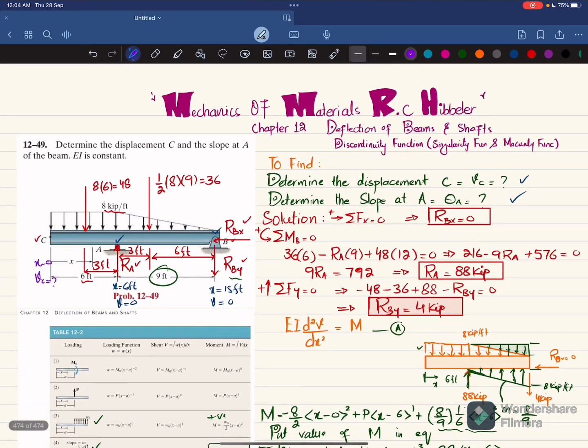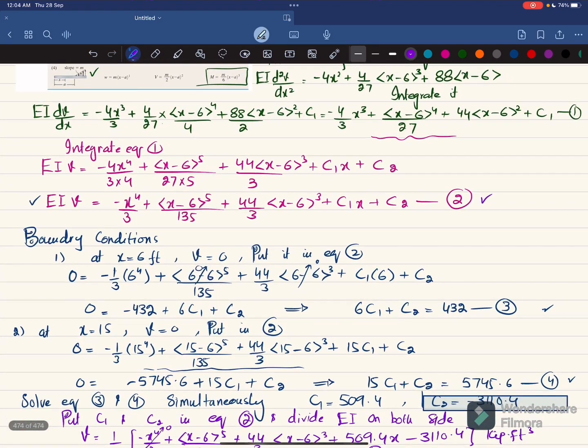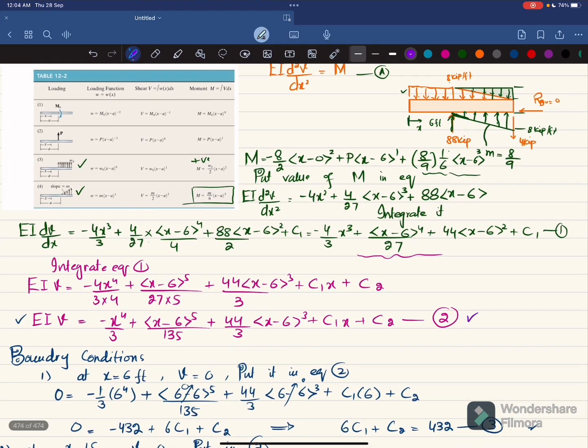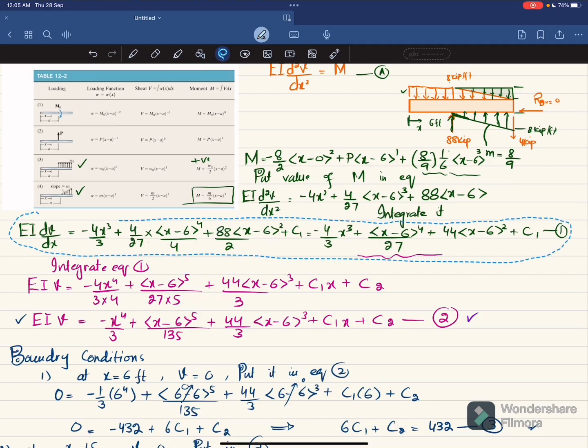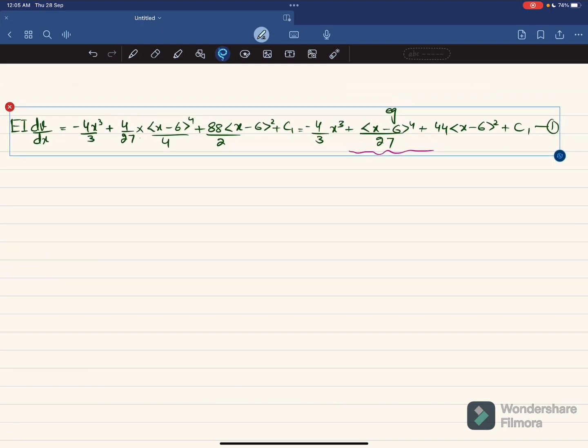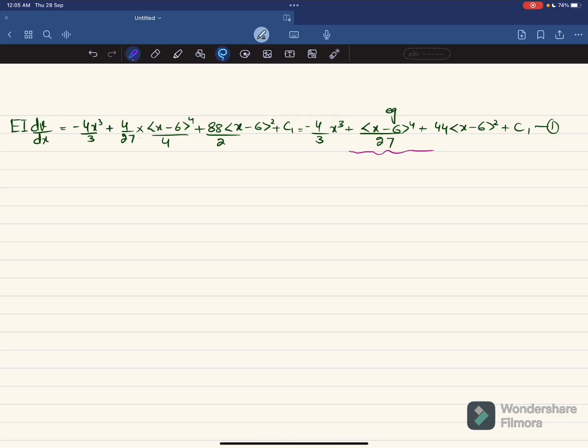Now we will move toward the next part, that is to determine the slope at A. So what we will do is that we will copy the equation number 1. So where is equation number 1? So let me copy it. This is equation number 1. So remember the value of C1 and C2. This is equation number 1. So put C1 in equation number 1 and divide EI on both sides.